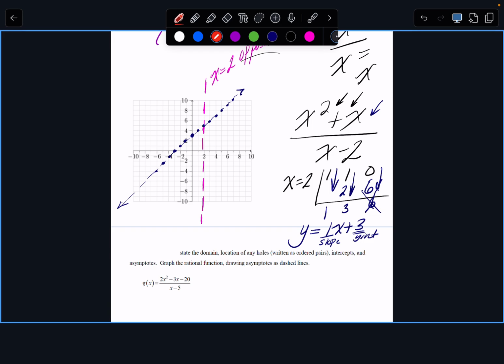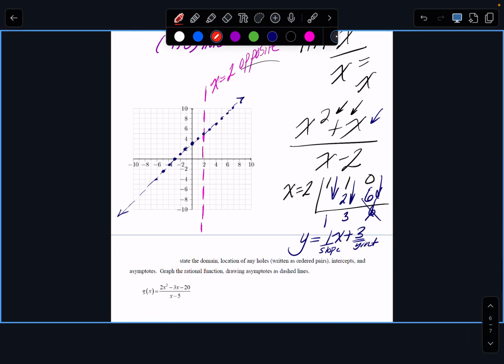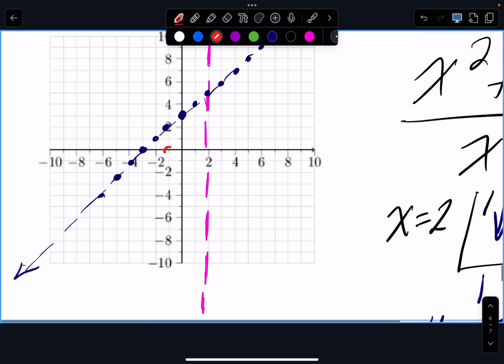Now I need to get started. Well, we have a hole. What's the hole? Negative 1, 0. Isn't that right there? Yeah. It's an x-intercept, and it happened once.